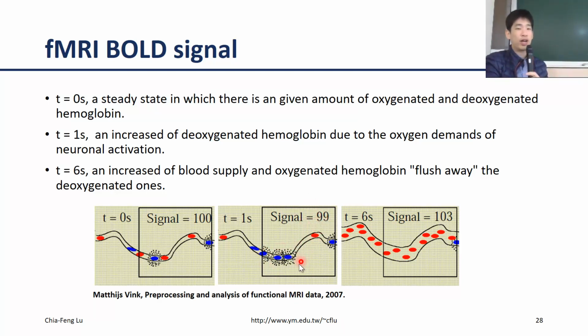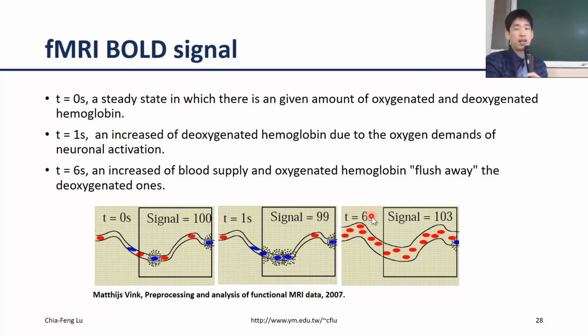So as you can see right here, if you have more deoxygenated hemoglobin, it will definitely cause signal loss when you're using the BOLD signal. So the signal level, you see, the original one is 100, now it comes down to 99. It causes a very slight change in the BOLD signal, 99.